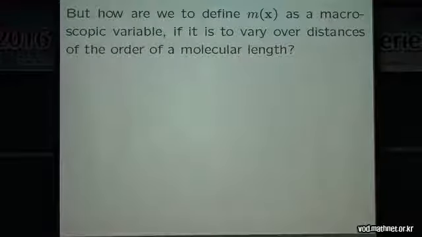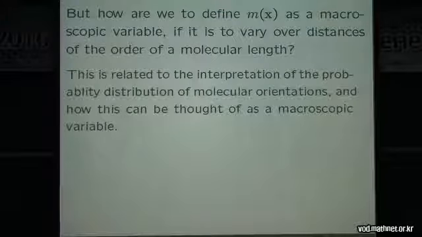So I get so worried by this. m of x is supposed to be a macroscopic quantity, right? But in order to see the layers, it's supposed to vary over distances of the order of a molecular length. So how can one rationalize that? So here are some random thoughts in various directions. This is related to the interpretation of the probability distribution of molecular orientations and how that can be thought of as a macroscopic variable.